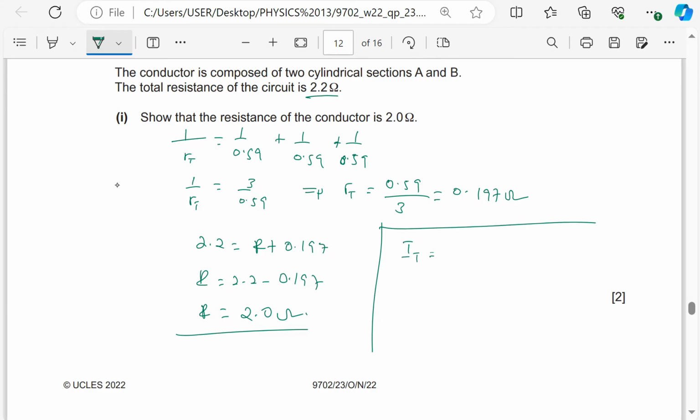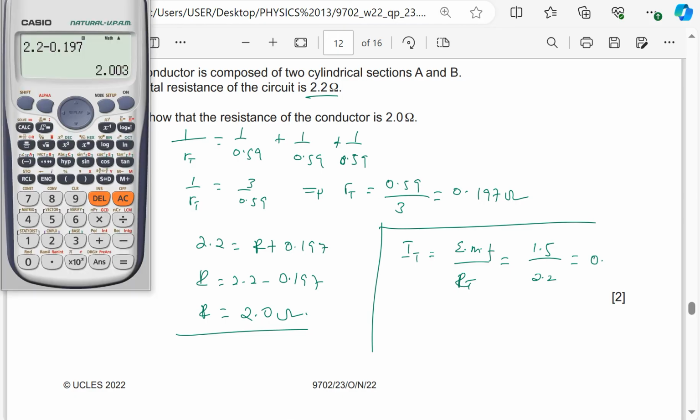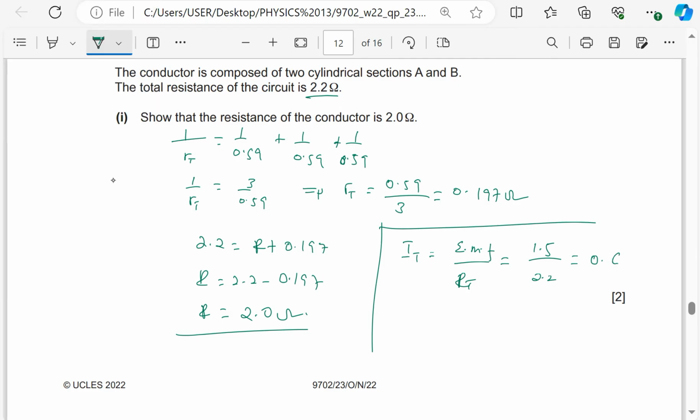That is, total current is equal to the effective EMF over total resistance. So the effective EMF, I said, is the EMF of one cell. Total resistance is 2.2. So the total current in the conductor is going to be 1.5 divided by 2.2. So the current which comes to the conductor is 0.68 amperes.